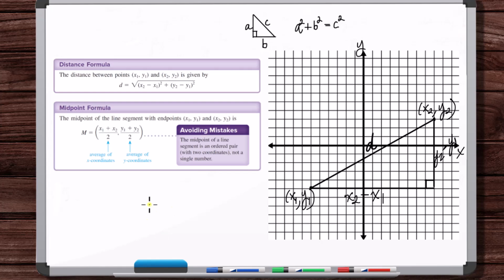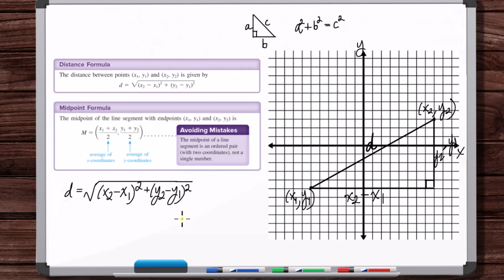And with that, we can write out the distance formula using the Pythagorean theorem. So the distance D is the square root of x2 minus x1 squared plus y2 minus y1 squared.